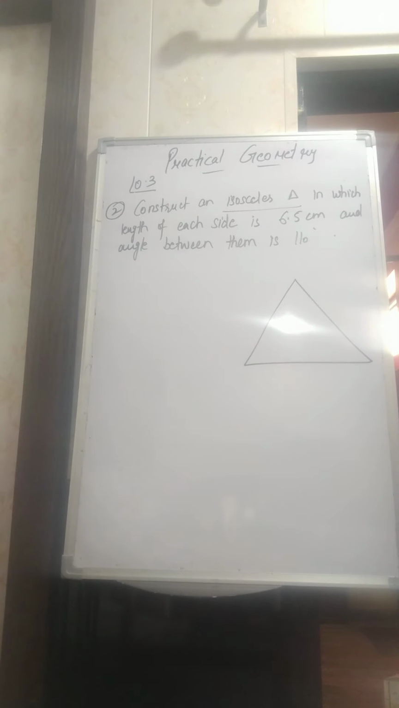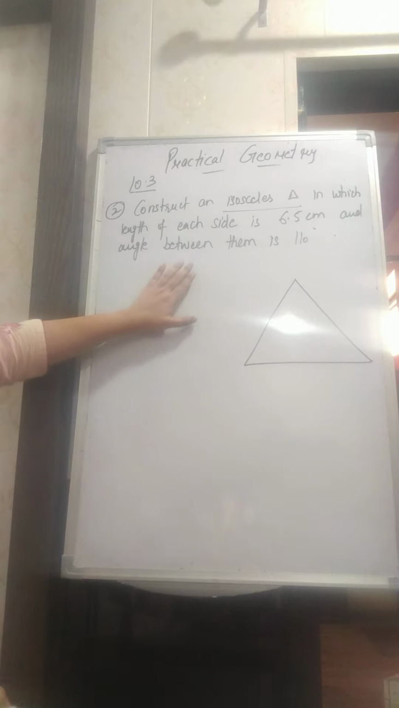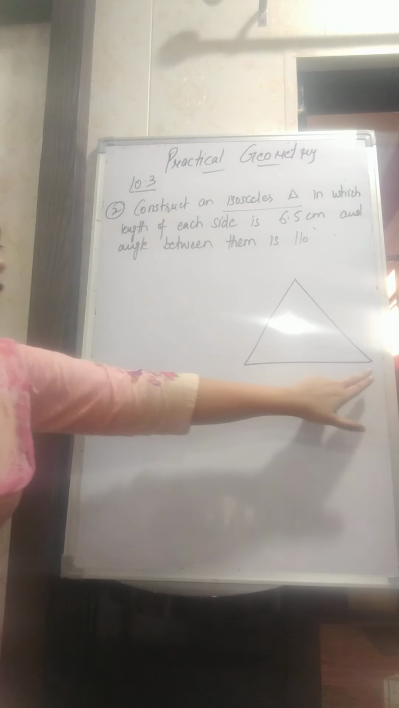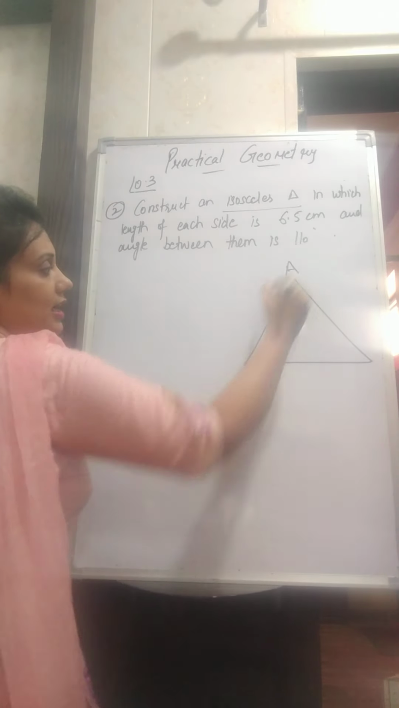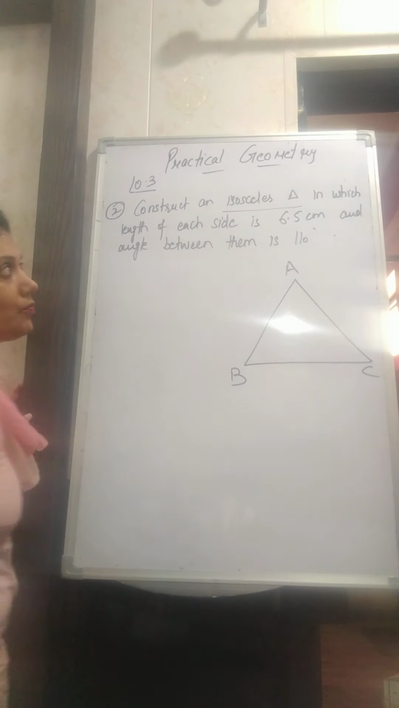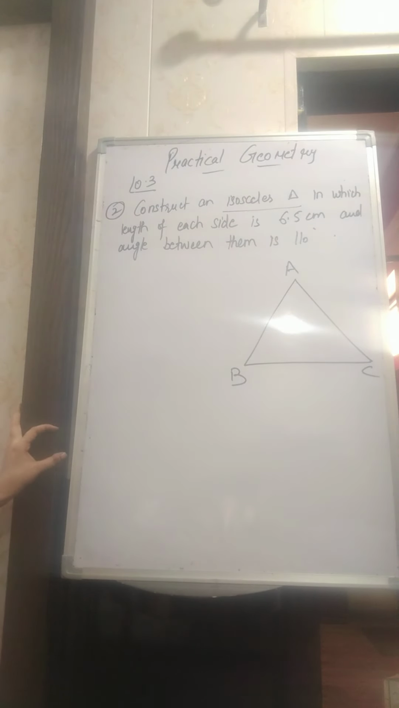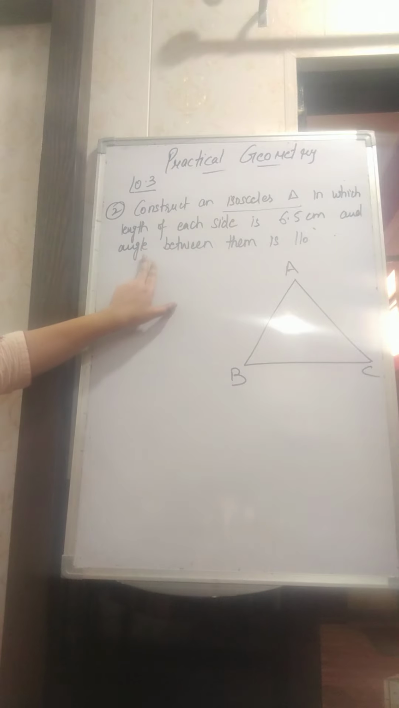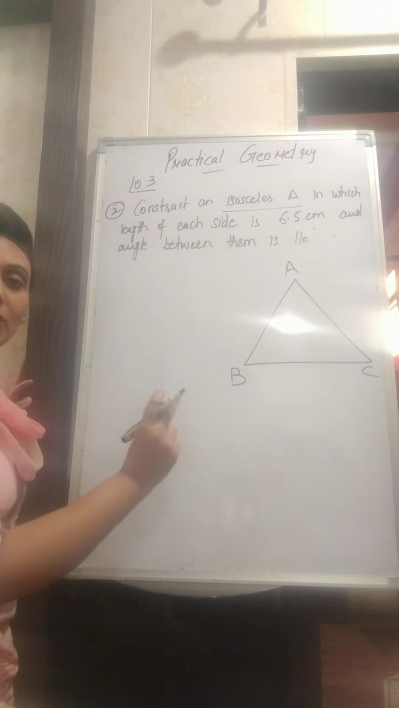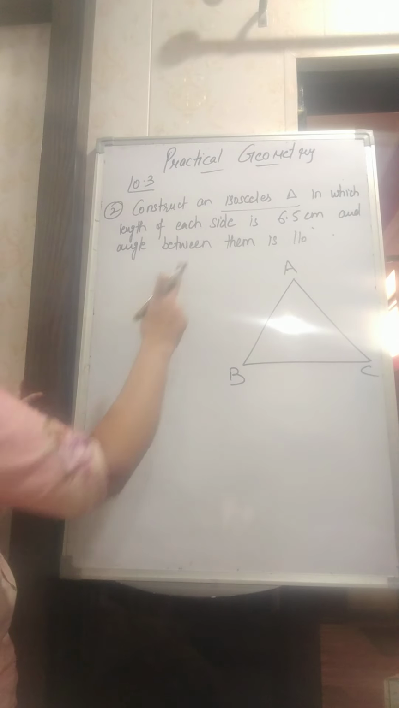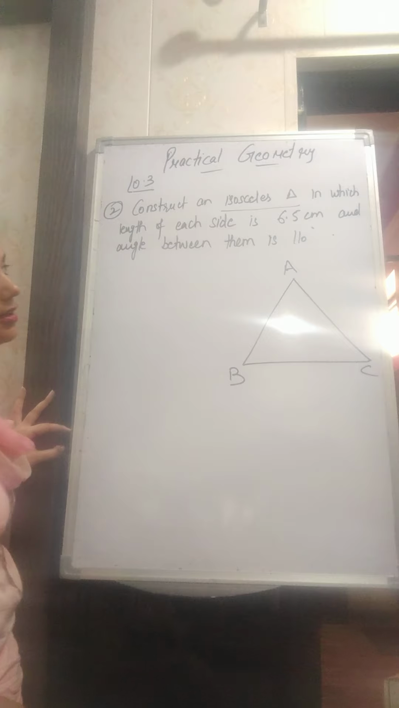So we have to construct now an isosceles triangle. For that, we will first of all make the rough figure. No name is given to this triangle, so we will give the name to this triangle from our side, ABC. Now what they are saying is that the length of each side is 6.5 centimeter. Two sides are 6.5 centimeter and the angle between them is 110 degree.